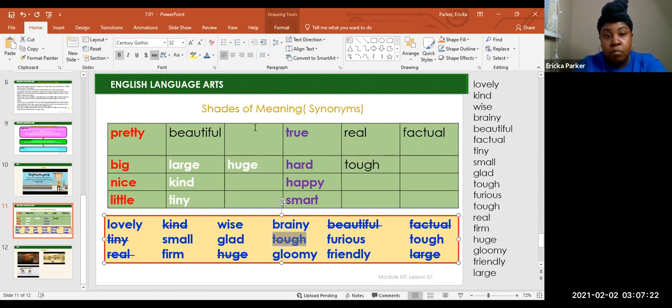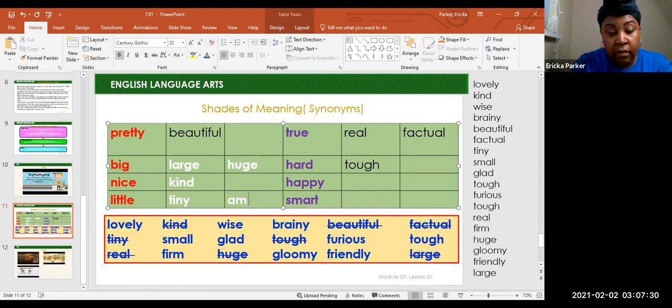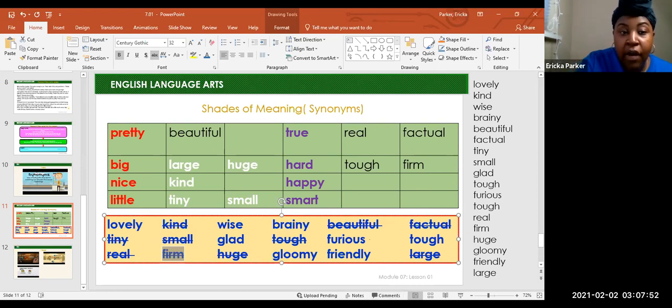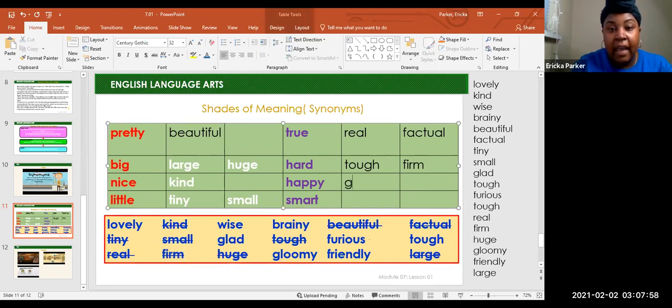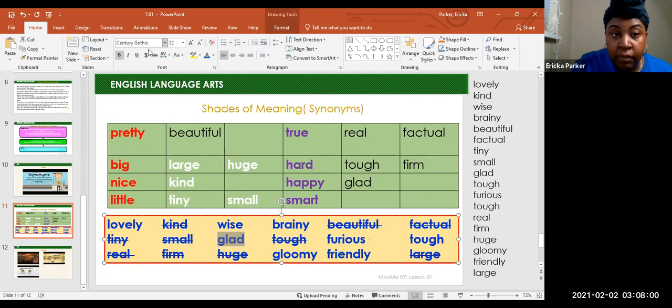Okay. All right. What's another? Is there any other words? Oh, I see one for tiny, small. Okay, so if something is hard, it's what? Firm. If you are happy, you are what? Glad. Okay.